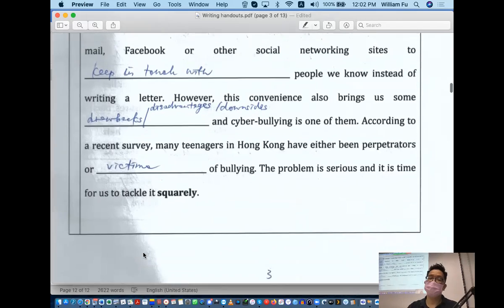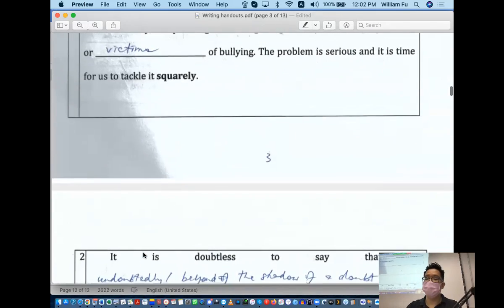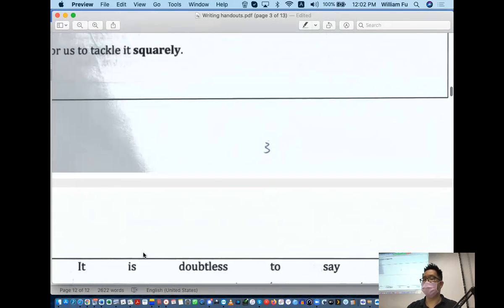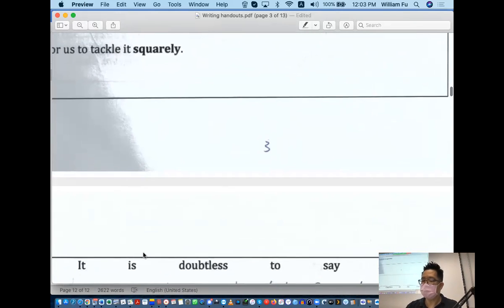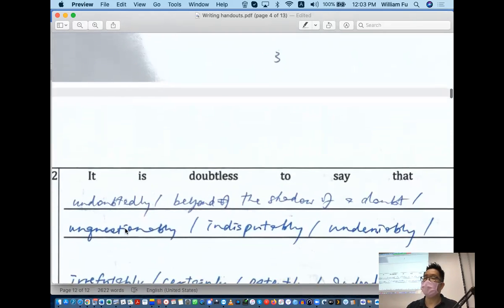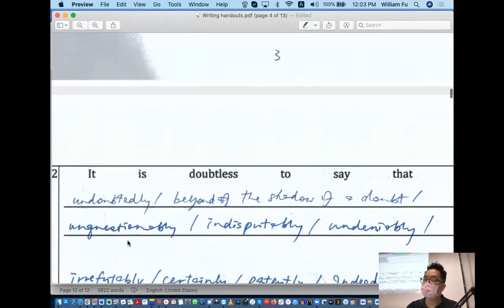Number 2. Now, next page, it is doubtless to say. What other expression can you use to repeat that? You can say undoubtedly, or you can say beyond the shadow of a doubt, or unquestionably, or indisputably, or undeniably.